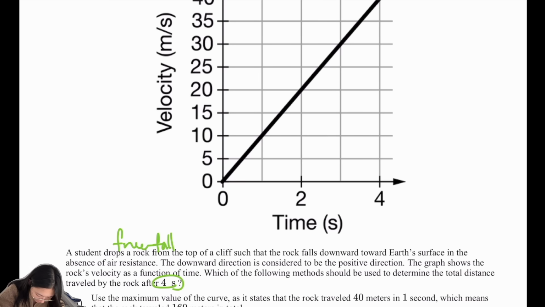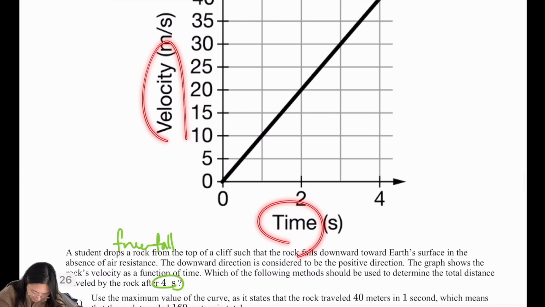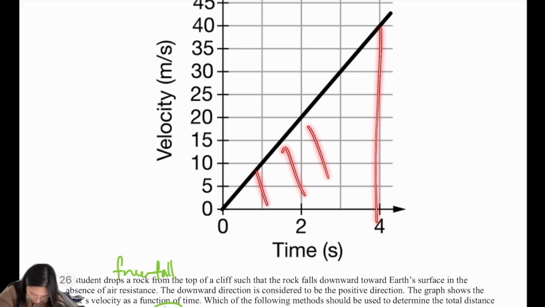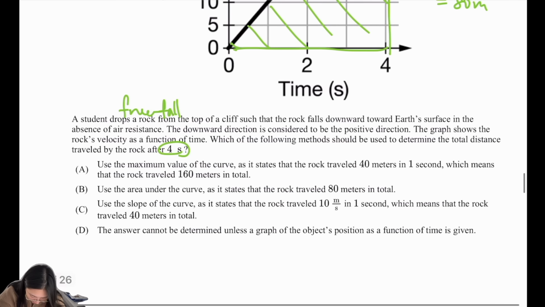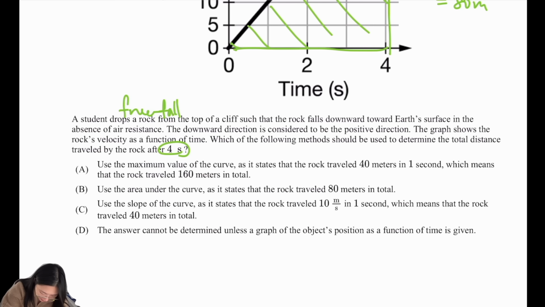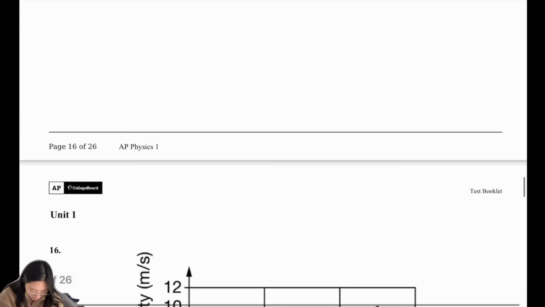Within the first 4 seconds, this is a velocity versus time graph, and we usually use the area under the curve to represent the displacement it has traveled. So from 0 to 4, it's going to be the area of this right triangle. 1/2 times 4 times 40, the answer should be 80 meters. So out of A, B, C, D, the answer is B. Use the area under the curve, as it says the rock traveled 80 meters in total.